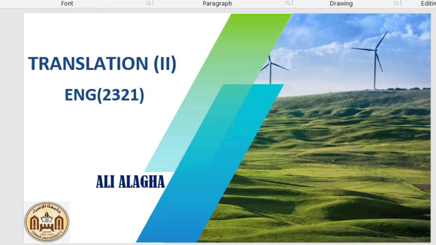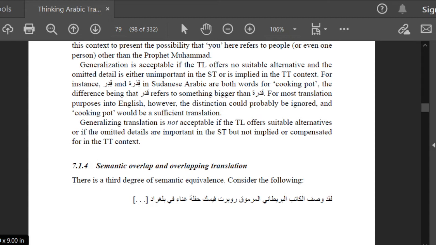So, open your book, page number 80, section 7.1.4, semantic overlap and overlapping translation. There is a third degree of semantic equivalence. Consider the following. قد وصف الكاتب البريطاني المرموق روبرت فيسك حفلة غناء في بلغراد. Okay. It's translated as the distinguished British writer Robert Fisk simply described a concert in Belgrade.